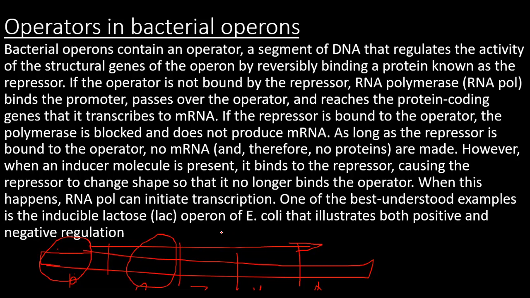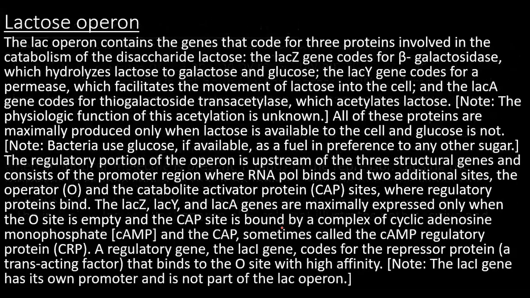But if we have inducer molecules, these inducers will bind to this repressor. Once bound to the repressor, they will cause a conformational change in the DNA binding domain of this repressor, causing it to be unbound from the operator. Once unbound from the operator, the RNA polymerase will now carry out its transcription. That's what that page is trying to say.